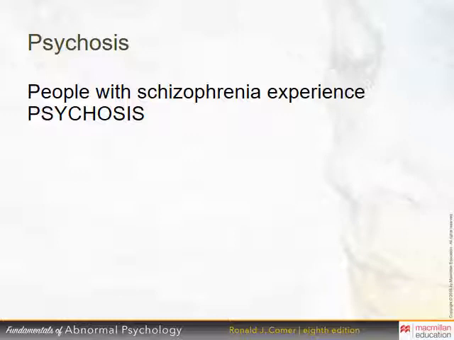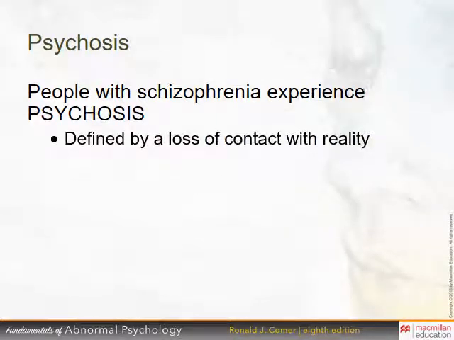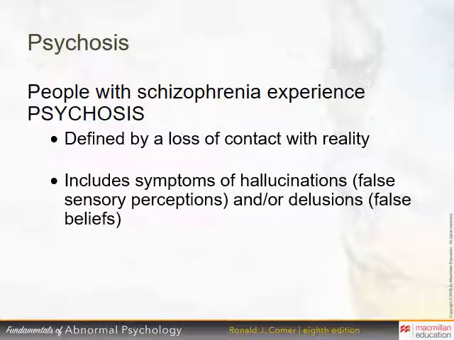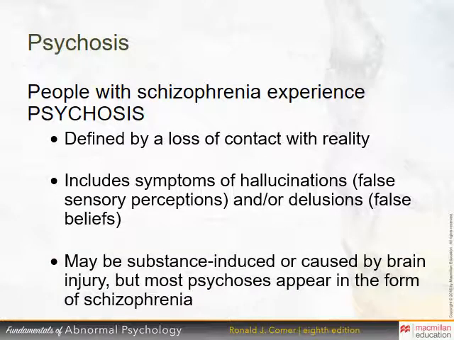So we start by looking at what schizophrenia actually means. People with schizophrenia experience psychosis, and this is defined by a loss of contact with reality. It includes symptoms of hallucinations, false sensory perceptions, and/or delusions, which are false beliefs. It may be substance-induced or caused by brain injury, but most psychoses appear in the form of schizophrenia.